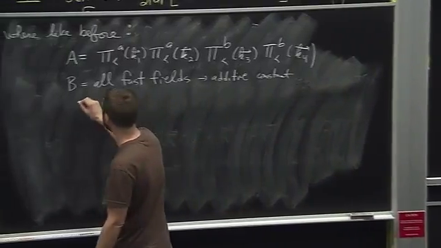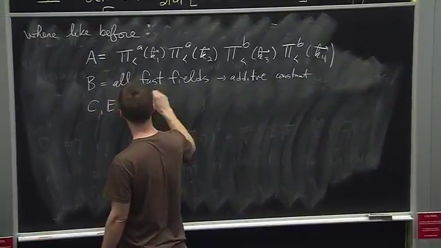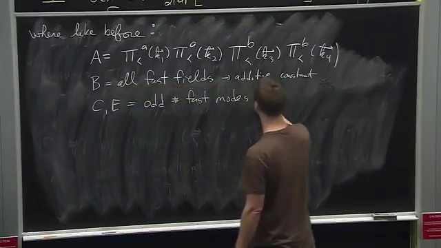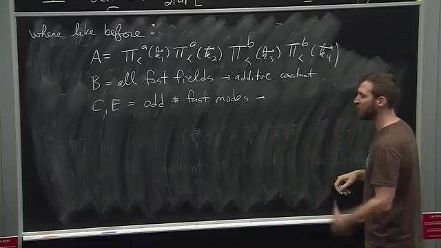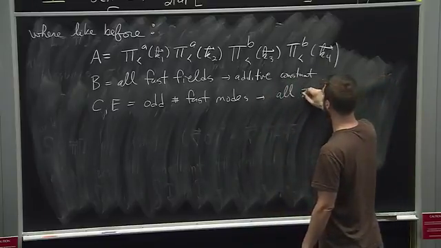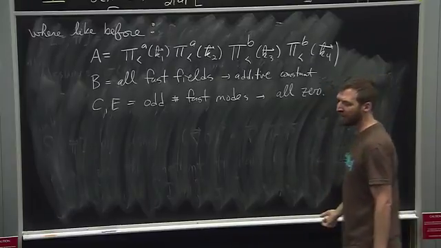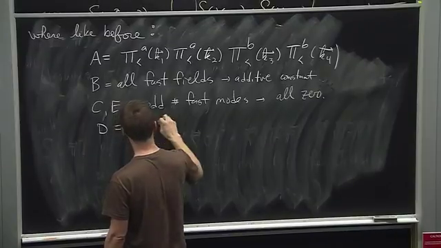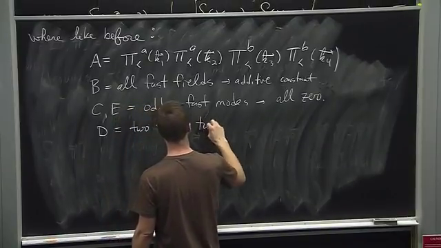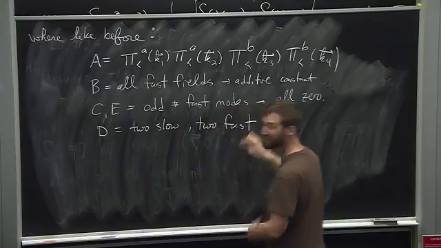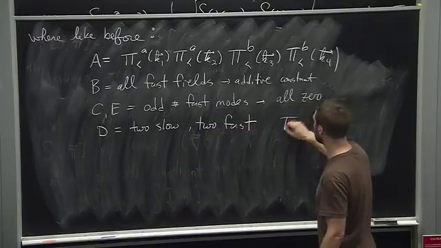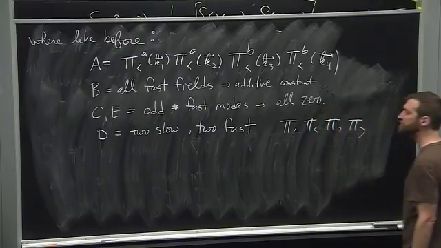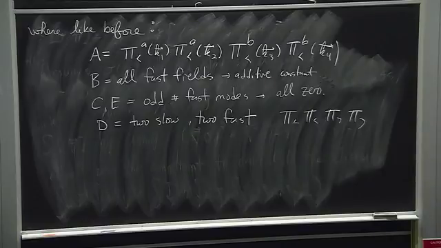C and E were odd. And I forget if I made you prove this or not, but by Wick's theorem, then these terms are all 0. So I need the one that's D, which is two slow and two fast. So it's like slow, slow, fast, fast. So that'll give us, you have a question?